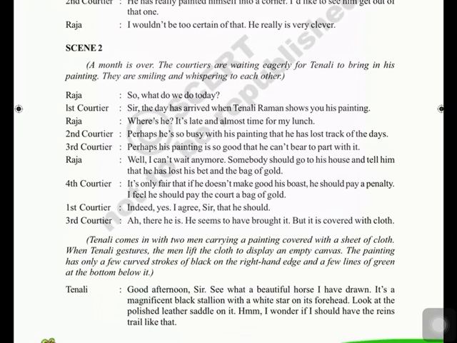Raja: Well, I can't wait anymore. Somebody should go to his house and tell him that he has lost his bet and the bag of gold. Okay, I don't want to listen to all this. Anybody go to his home and tell him that he was defeated. Fourth courtier: It's only fair if he doesn't make good his boast. He should pay a penalty. I feel he should pay the court a bag of gold.